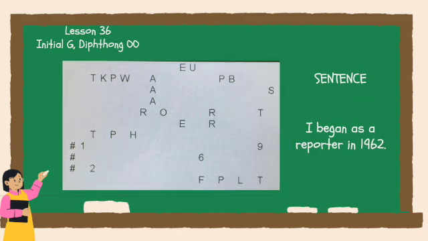Then we have our second sentence. We have, I began as a reporter in 1962. So again, applying the arbitraries for began and reporter. And also the year, the number 1962. So you write 19 simultaneously and 62 separately. So 6 first and then 2. So that's it for lesson 36.